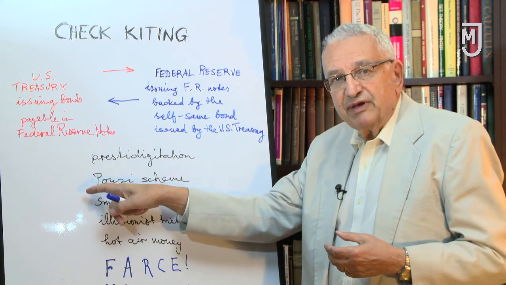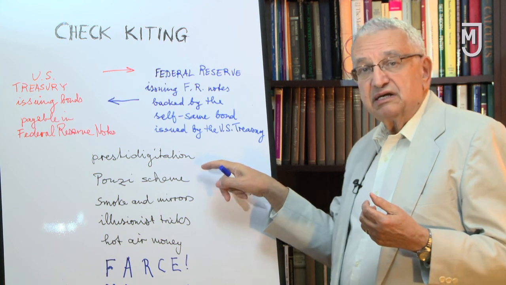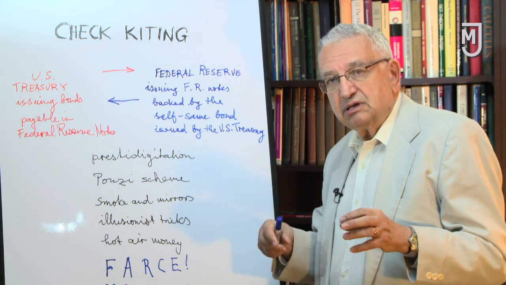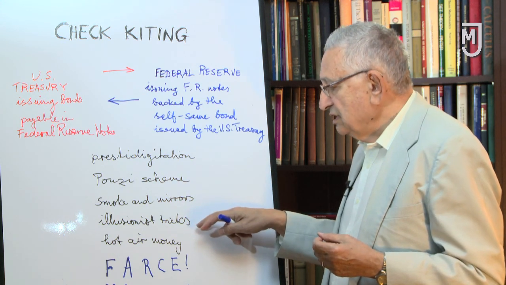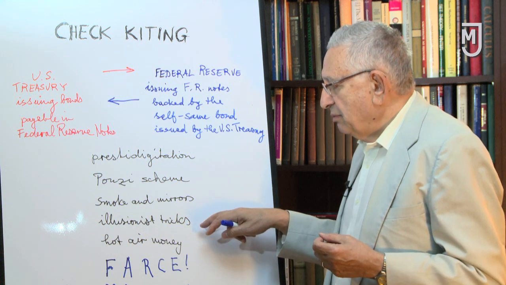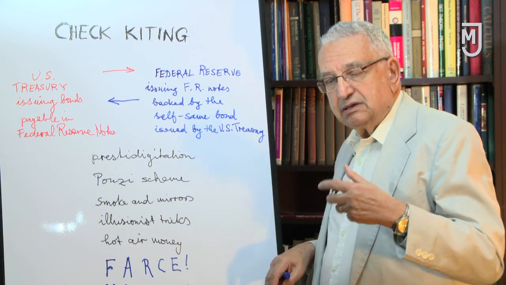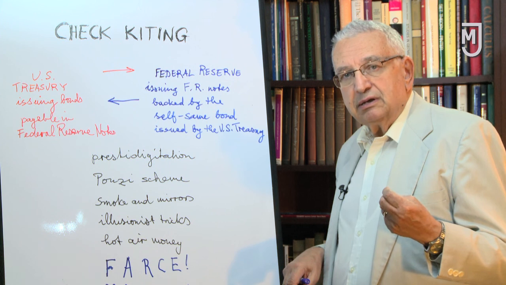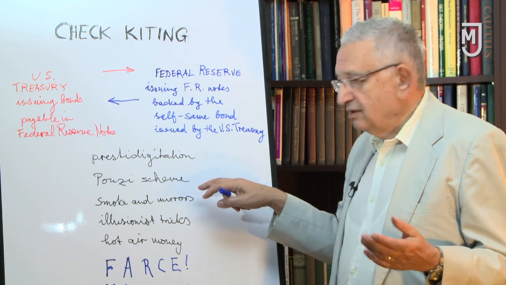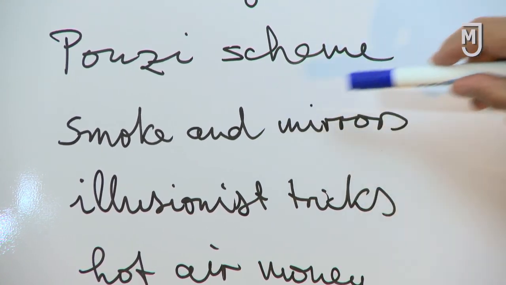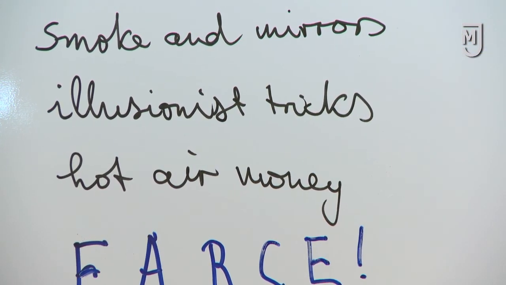This is something which exhausts the concept of prestidigitation. This is the technical word which clowns in circuses and various shows are performing. In other words, illusionist tricks. But also a Ponzi scheme. Charles Ponzi was an Italian immigrant in the 1920s who ran one, and he was put to jail for it. It's just smoke and mirrors. It's hot air money. It's a farce.